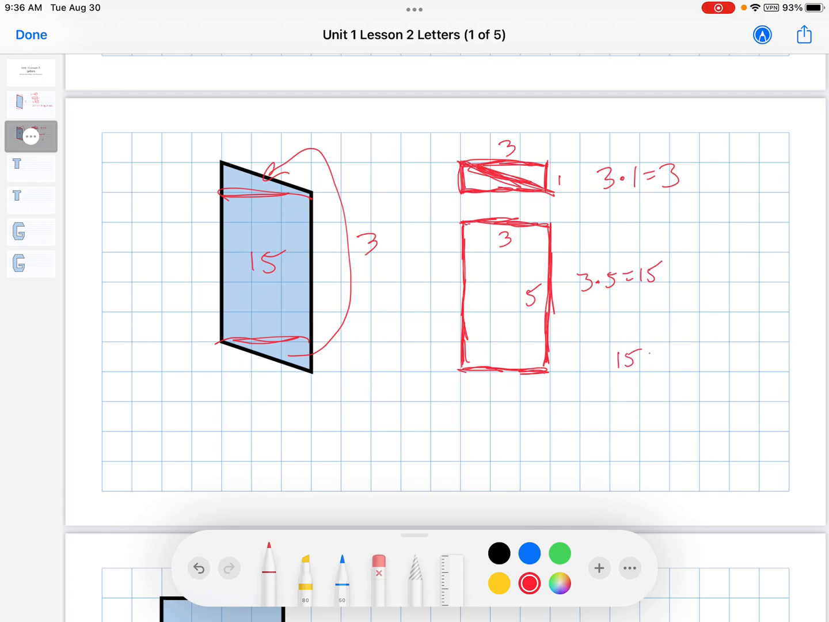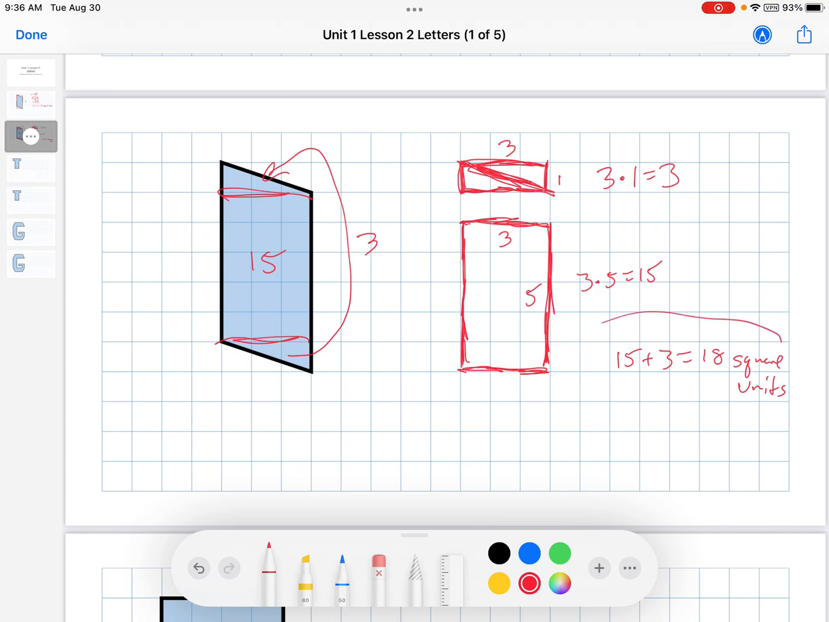Well, I'm going to do 15 plus 3 is 18 square units. When you take something and cut it into pieces, you have to then add those pieces back together to get the original shape. Hey, look at this.